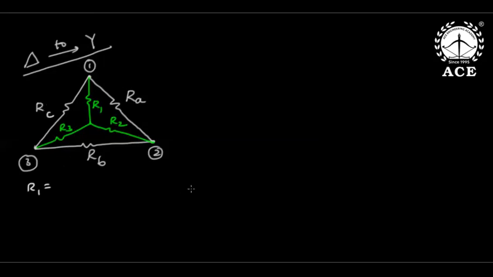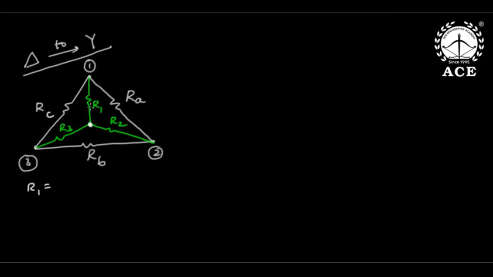I'm repeating. First we are learning delta to star transformation. What is the meaning of delta to star? I'm converting the delta connected equivalent network to its star equivalent. So between three nodes, there are three resistors in delta connection form like RA, RB, RC. Now I want to convert them into star connection like R1, R2, R3. So this is a star point. So I want to convert the delta white color network into the star green color network.